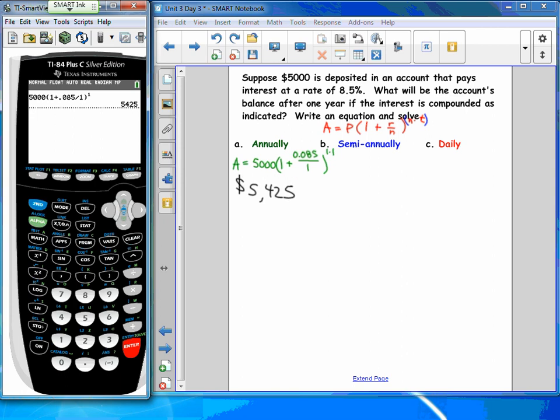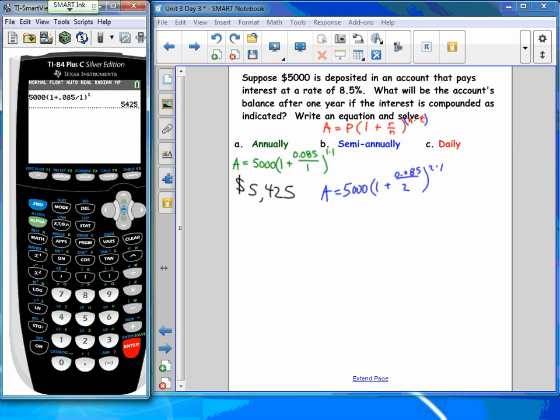Let's do the same thing, but now semi-annually. So semi-annually we'll do in blue. So still $5,000 principal investment, but now raised to the quantity 1 plus 0.085 over semi-annually would be what value of N? Well, that would be 2 times a year, all to the 2 times 1.